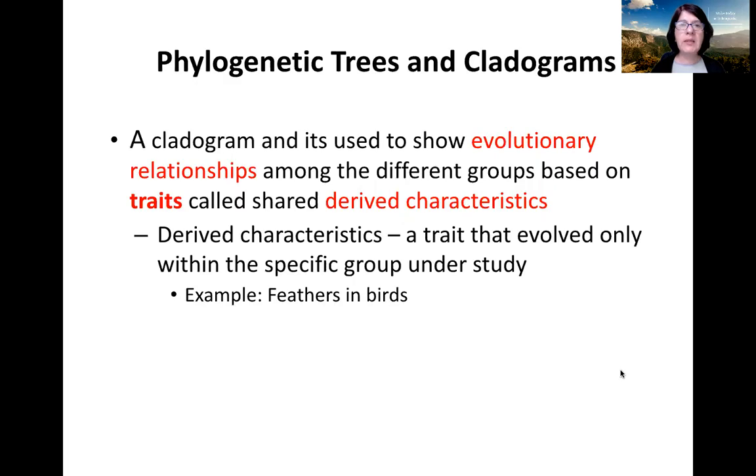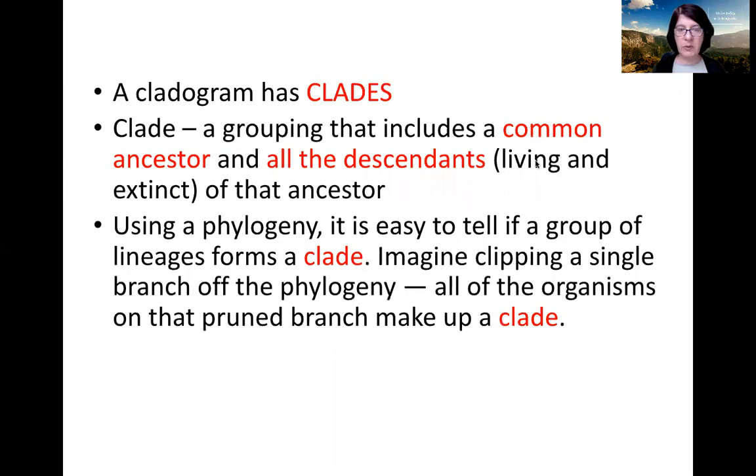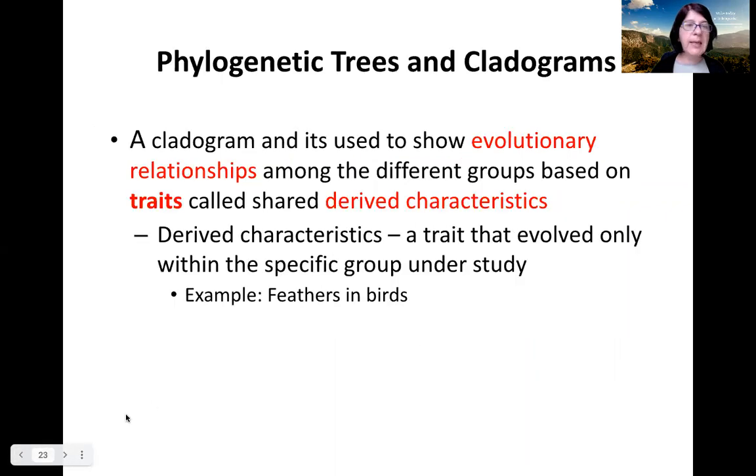In this tutorial we continue with phylogeny, or phylogenetics, which is part of Unit 7. And now we're going to talk a little bit about cladograms. Cladograms are a type of phylogenetic tree. A cladogram is used to show evolutionary relationships amongst different groups based on traits.